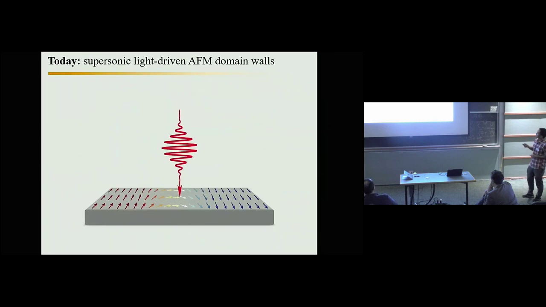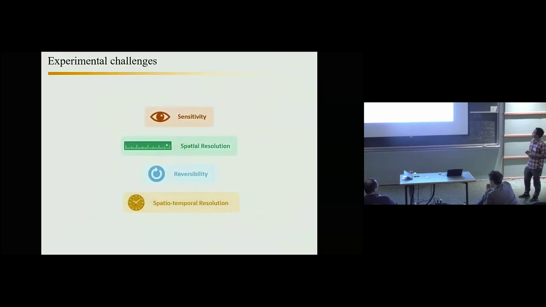So in particular, today I'm going to talk about light-driven antiferromagnetic domain wall dynamics. And in this particular compound, I'm going to show that the propagation speed can be very fast, actually faster than the speed of sound in this particular material. And so the talk will follow this logic. I'm going to talk about all the challenges associated with these experiments, and then tell you about how we've resolved them one by one.